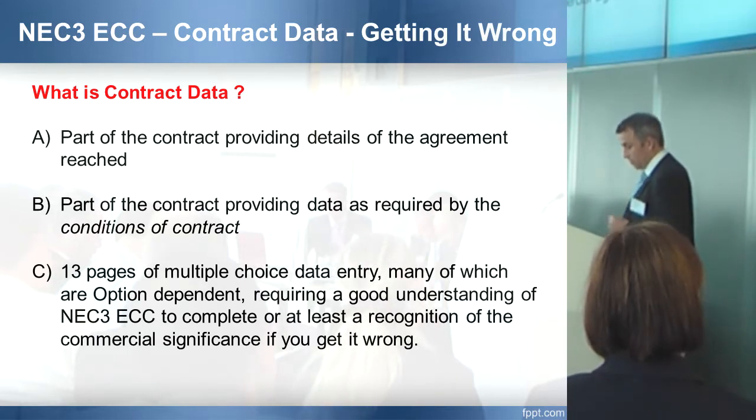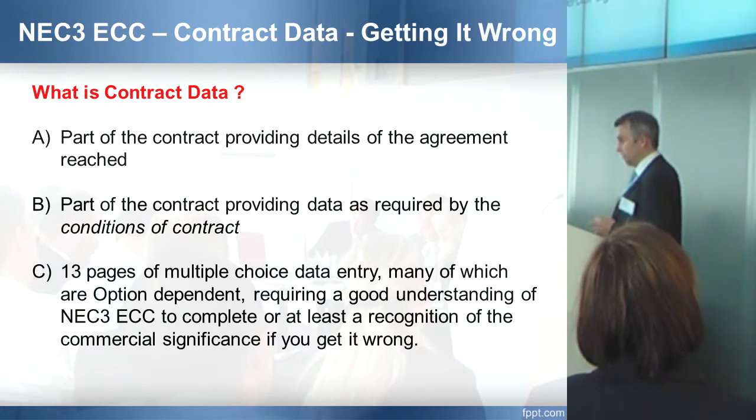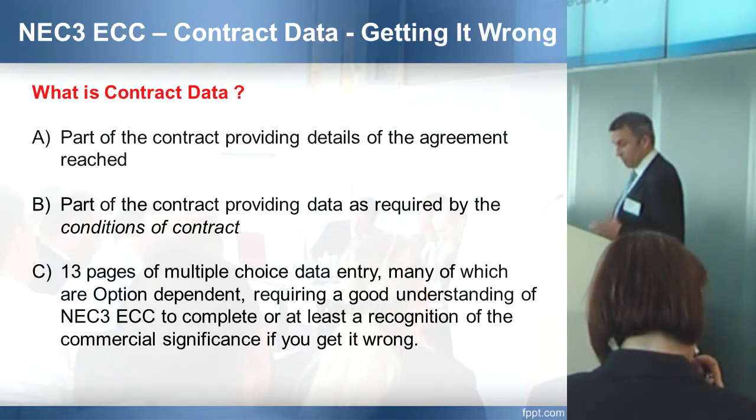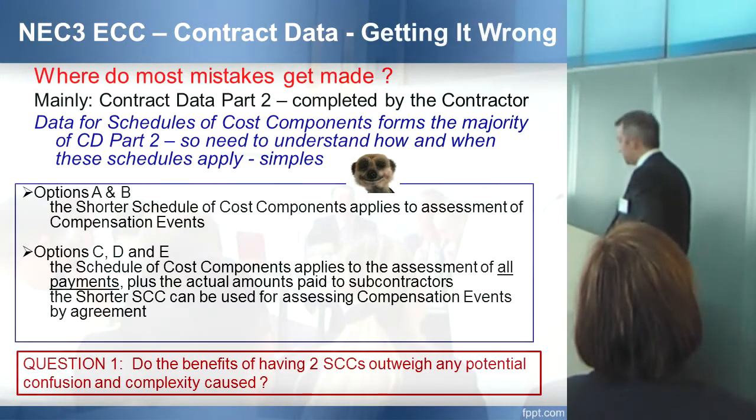13 pages of multiple choice data entry, many of which are option dependent, requiring a good understanding of NEC3 ECC to complete, or at the very least a recognition of the commercial significance if you get it wrong. That's not what the guidance note says. That's my words. Okay, so where do I see most of the mistakes getting made? Well, to be fair, it's mainly in contract data part 2, completed by the contractor.